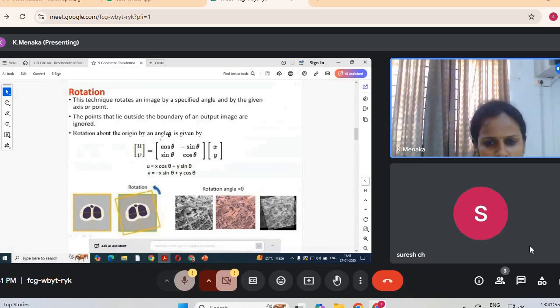Okay, so you assume that this is the original image and we want to rotate this image.